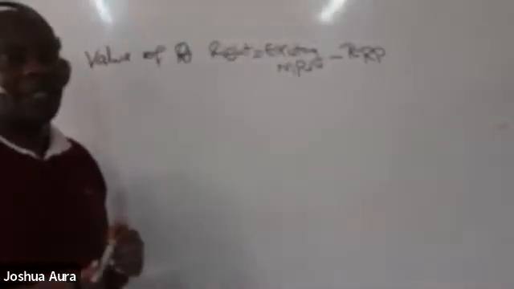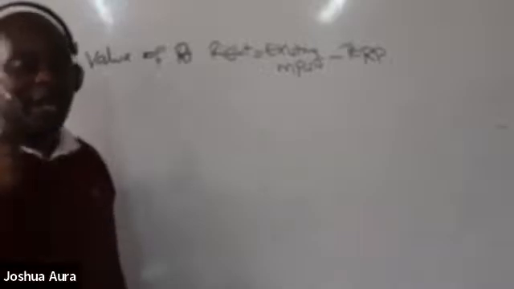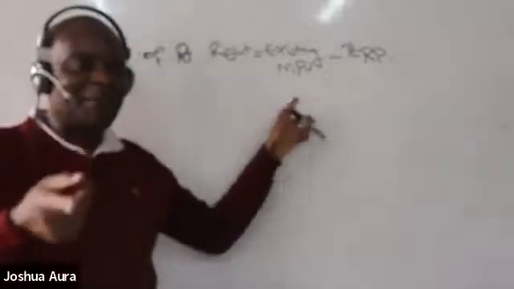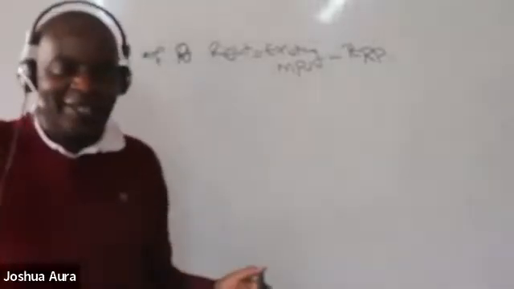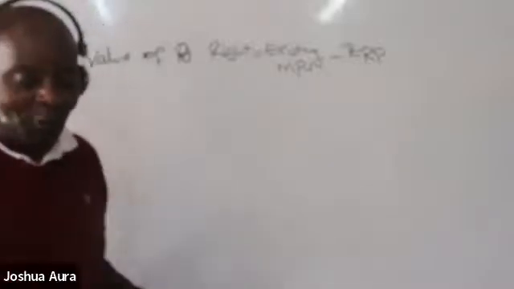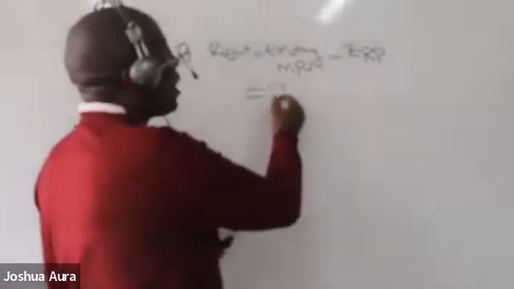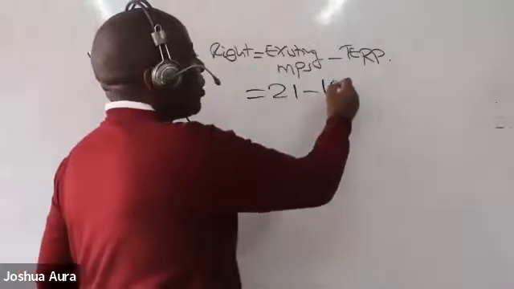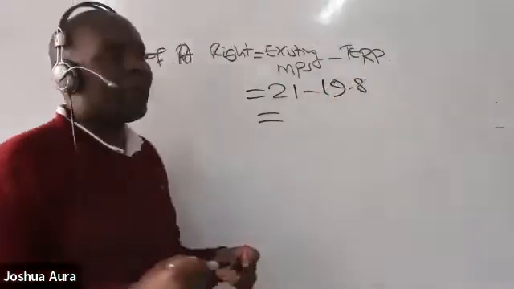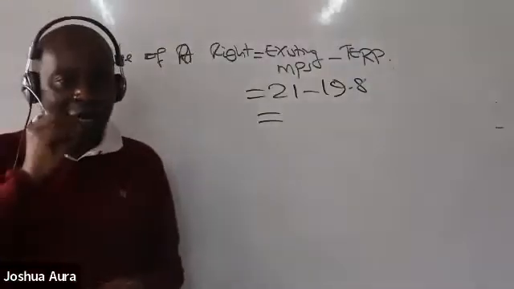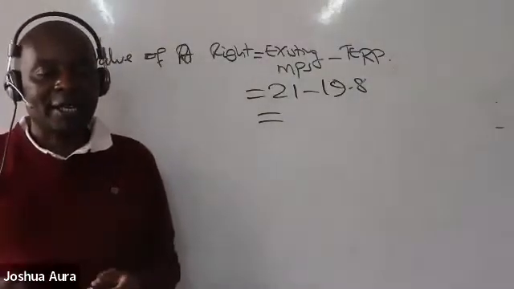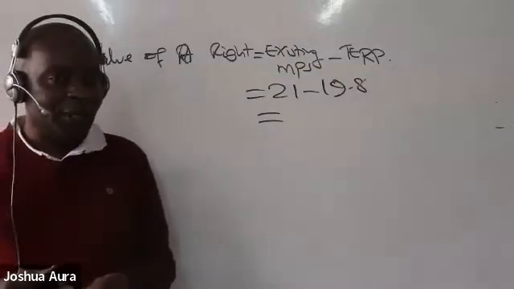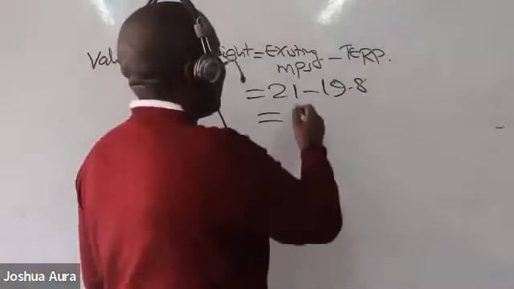Now the time for that present is here. Can somebody give me this existing MPS? 21. It cannot be 20 because 20 we said delete. Delete that from your mind and from even your examination paper. So it is 21. How about the theoretical ex-rights price? 19.8, you're right. So 21 minus 19.8 gives me how much? What is the value of that right? 1.2. Thank you so much. That is the answer.